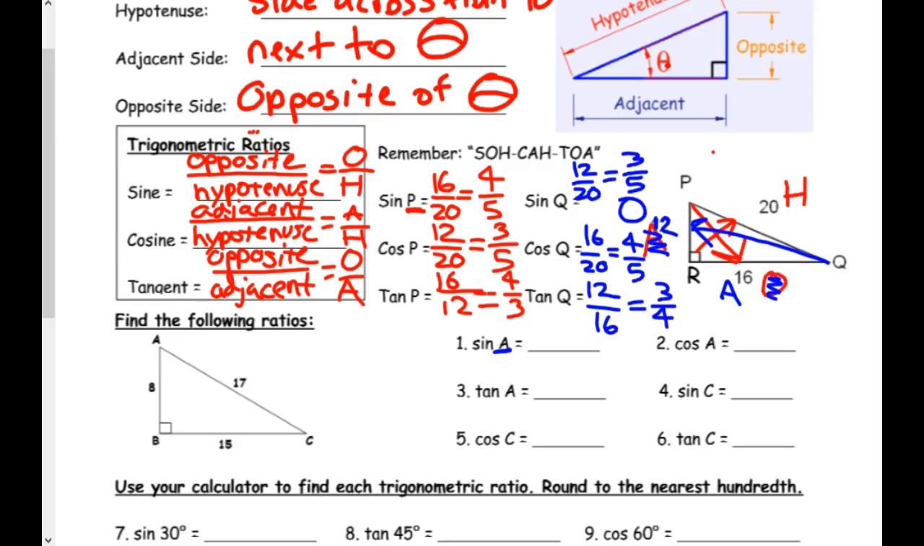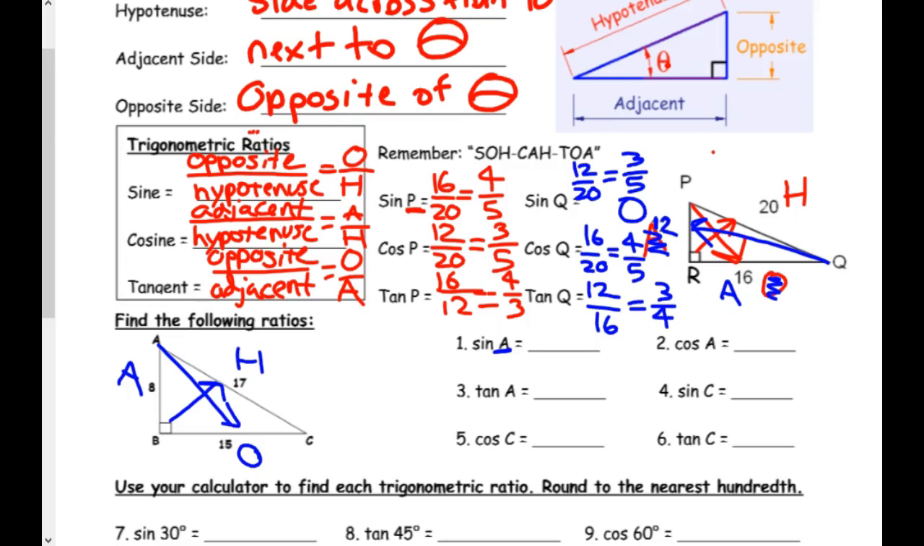So, starting at A, what's across? So my O is going to be 15. My H is going to be across from 90. Very good. And then A is left over. Now, let's do it again. Okay? Do you want to help me do this one? So what's sine? What over what?